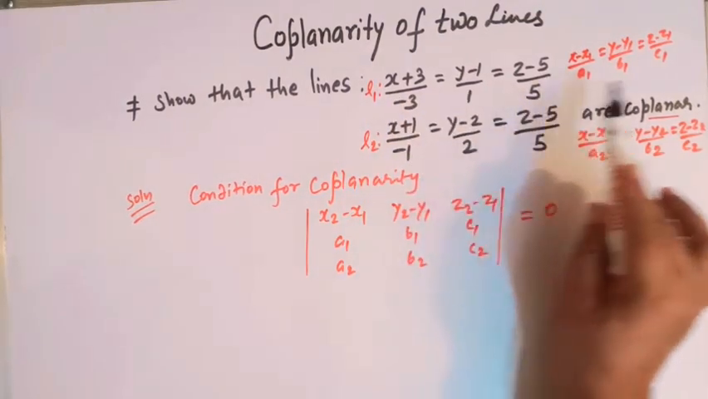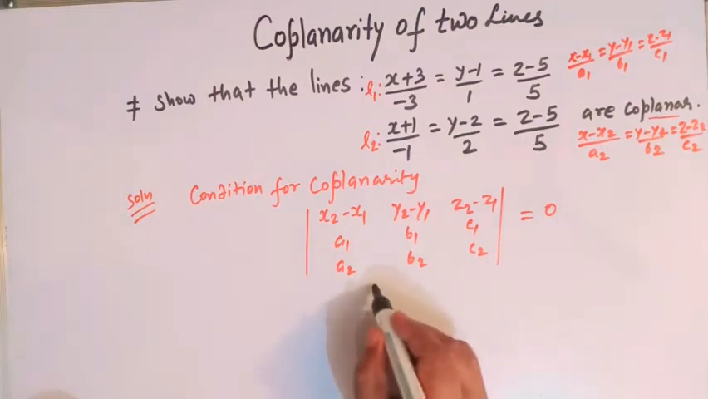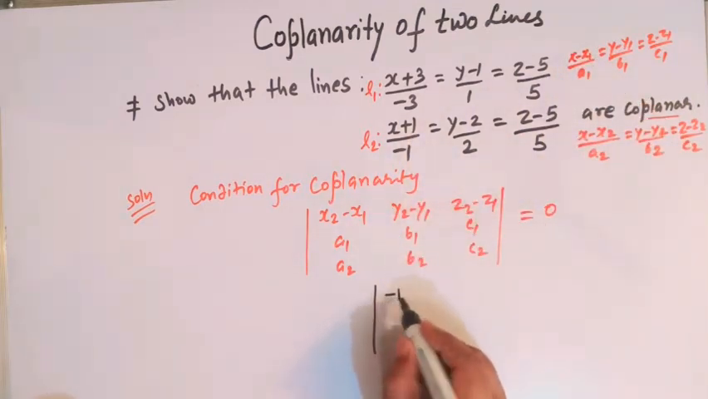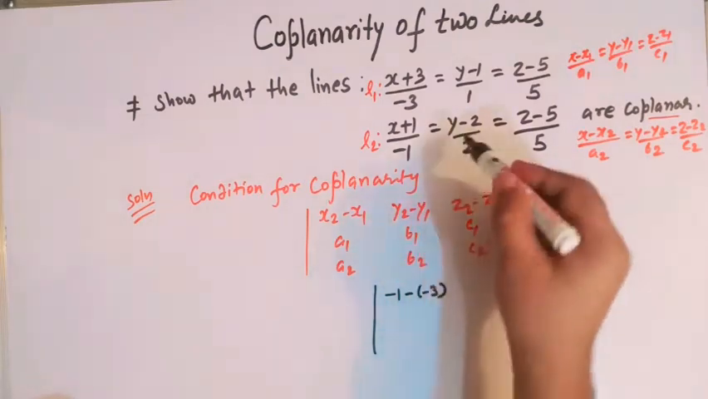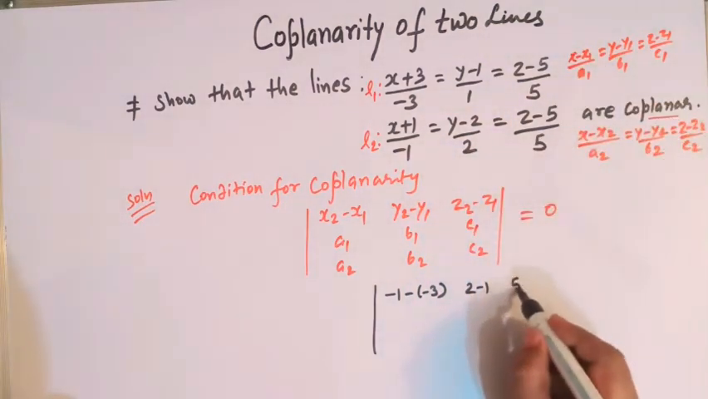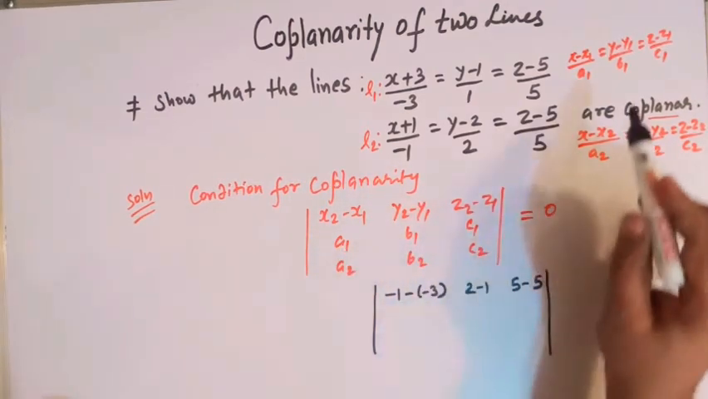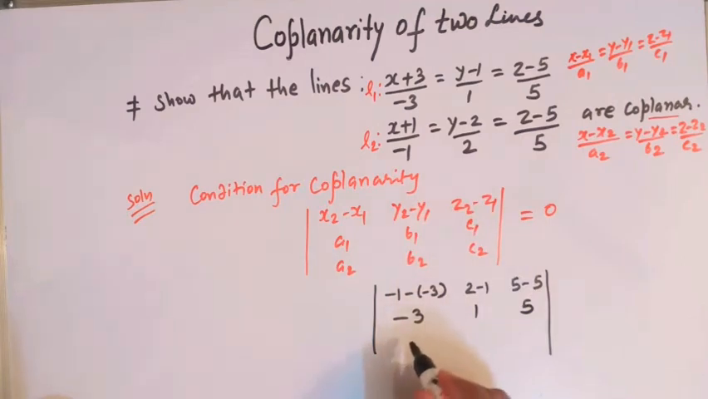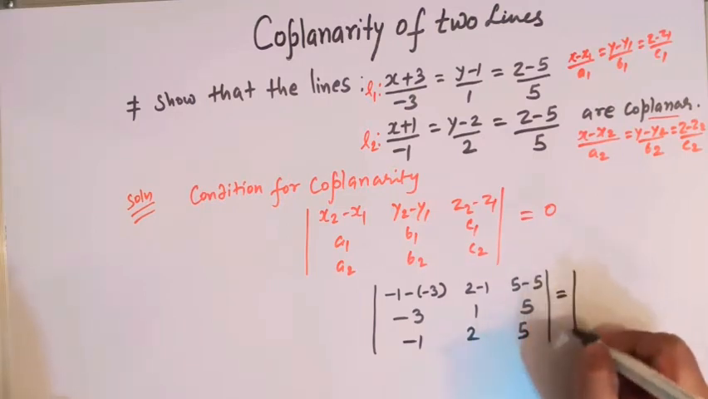Now comparing this equation with this form and comparing this equation with this form, we see that x2 minus x1, what is x2? x2 is minus 1, and what is x1? x1 is minus 3, and then we have y2 minus y1, this is 2 minus 1, and z2 minus z1, that is 5 minus 5, right? And a1, b1, c1 is minus 3, 1, 5, and here we have a2, b2, c2 as minus 1, 2, and 5, right? Now we have to evaluate this determinant.